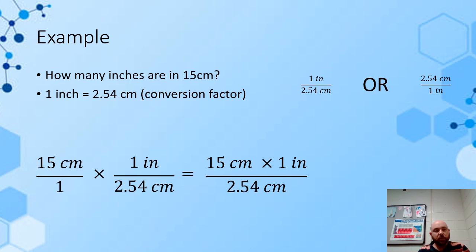Also, because of the way we have our units displayed here, we have a centimeter in the numerator and a centimeter in the denominator. That means these two can cancel out, leaving us with the units that we want, inches. When we complete 15 times 1 divided by 2.54, the result is 5.91. And since we have just the inches unit left over, we write the inches unit there to show that our answer to this question is 5.91 inches.